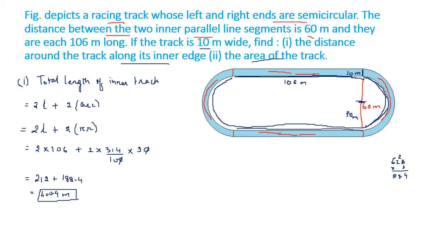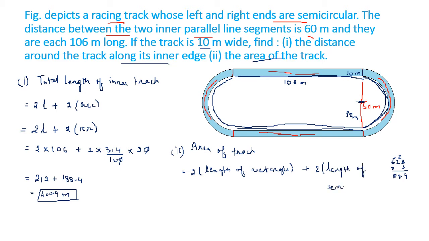Now we have to find the area of the track. So for the second part, the area of the track is equal to what? Twice length of rectangle plus twice area of semicircle. Can you follow what I have done here? The area of the track is this rectangle, will take it 2 times, this rectangle twice, and twice will take this semicircle.